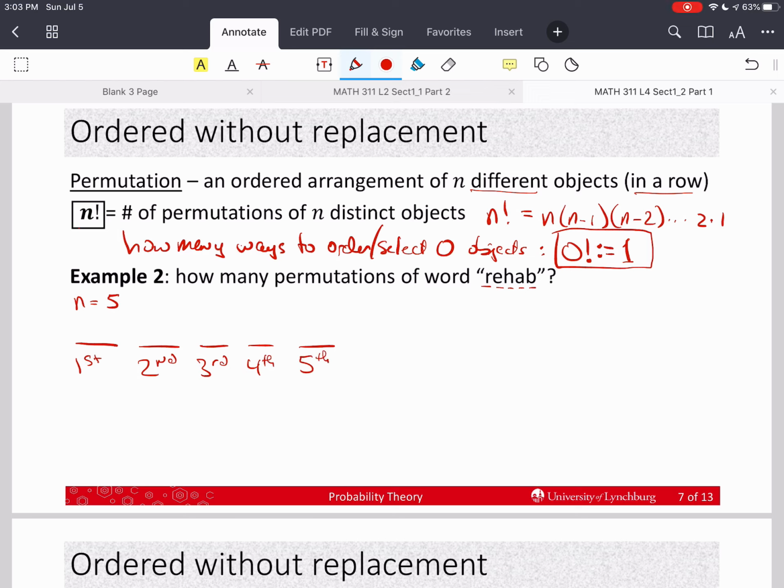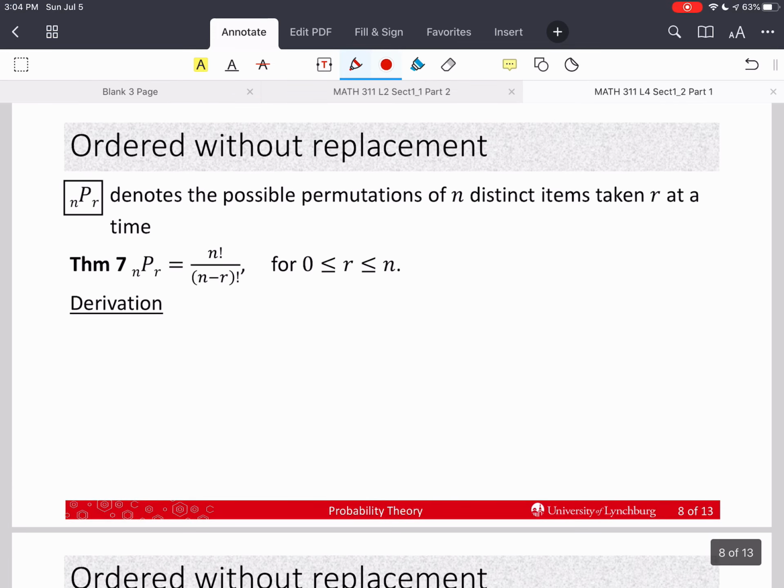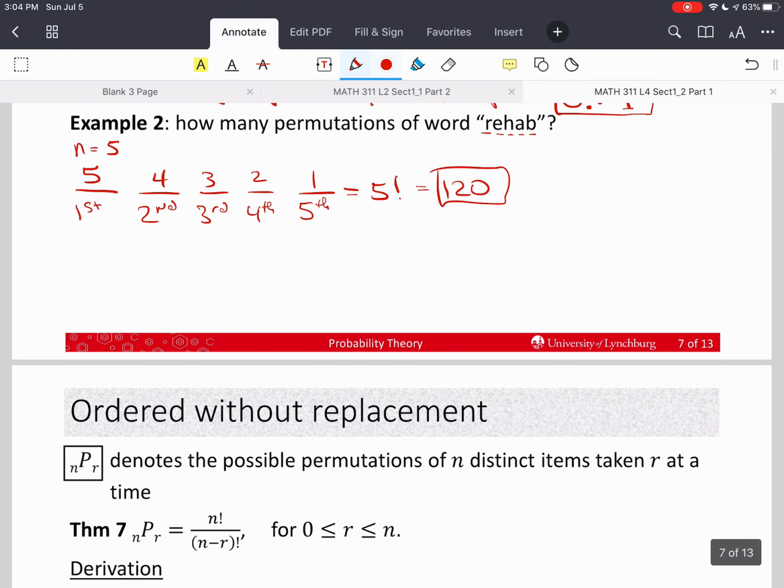For the first selection, I have all 5 letters that I can choose from. Now, I've already chosen one, so for the second one, I'm going to have 4 left. For the third one, I'm going to have 3, and then 2, and when I get to the fifth, I only have 1 left. So this is 5 factorial, and that is 120. So there are 120 ways to arrange the 5 letters that are in rehab. So this was ordered without replacement.